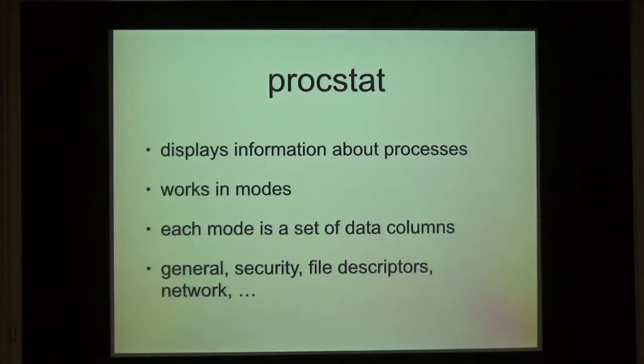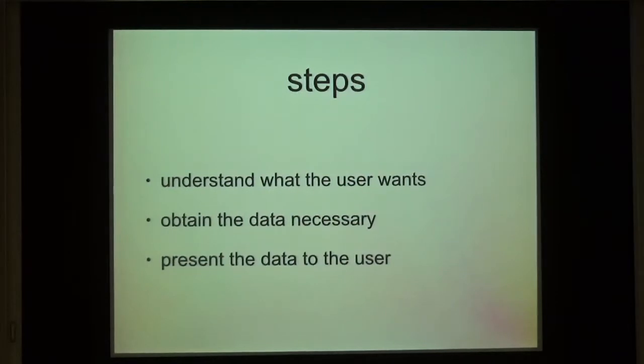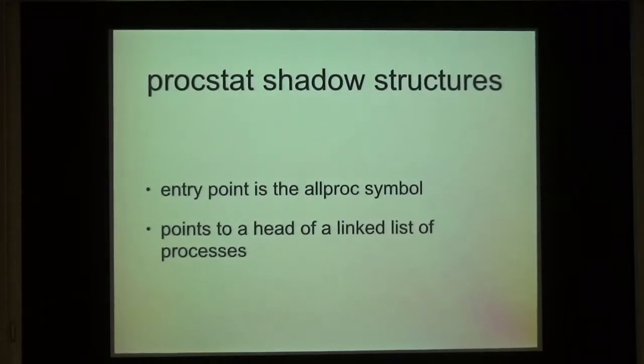In general, for all these tools, there are three steps. You want to understand what the user wants from you, which is parsing the command line options. We don't really do that right now. Then you need to obtain the data, which is the part we are trying to do, and then you need to present the data, which again we can skip for this talk. Although it was part of the Google Summer of Code, it's not that important for the talk at the moment. So now we want to talk about procstat shadow structures.